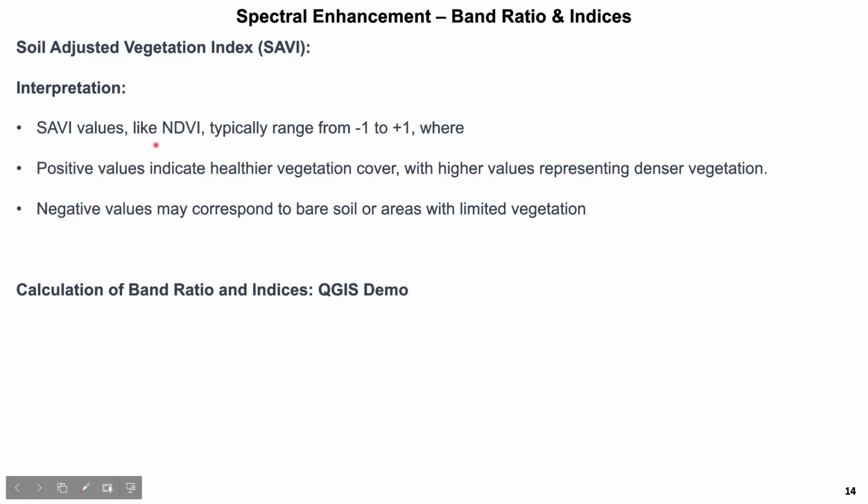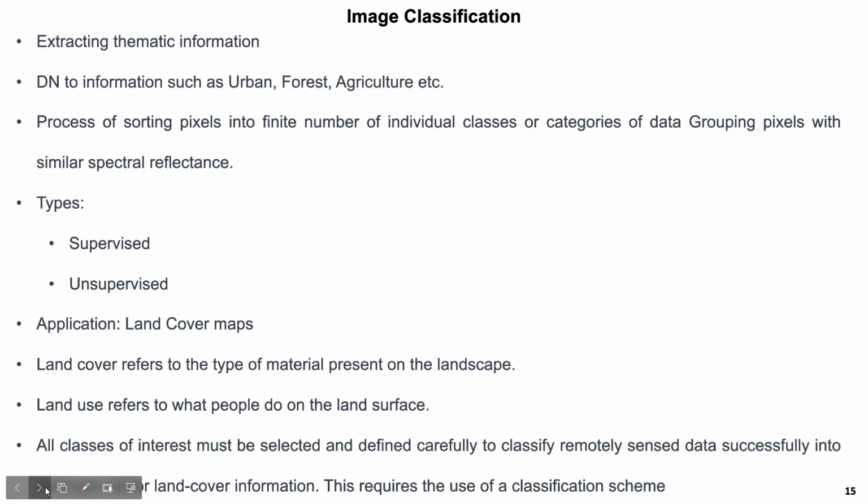Here, this SAVI also ranges from -1 to 1, and positive values indicate higher vegetation cover, and negative values may indicate bare soil. So the interpretation is similar to the NDVI. So this is the demo I showed you just now. These are all some of the interpretation methods.